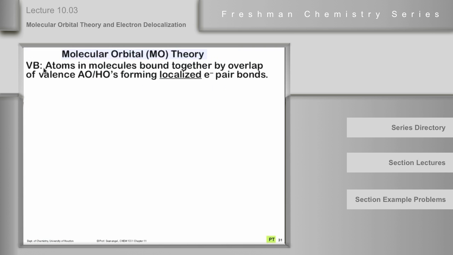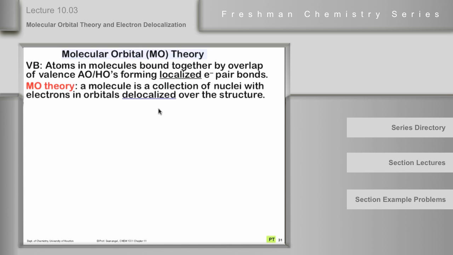So here we go. The valence bond picture said that atoms and molecules were held together by overlap of valence orbitals forming localized electron pair bonds. Those electron pairs, sigma, pi, whatever they are, are localized between the nuclei, and because of that, they stabilize the two nuclei. The bonded atoms are more stable than the unbonded atoms.